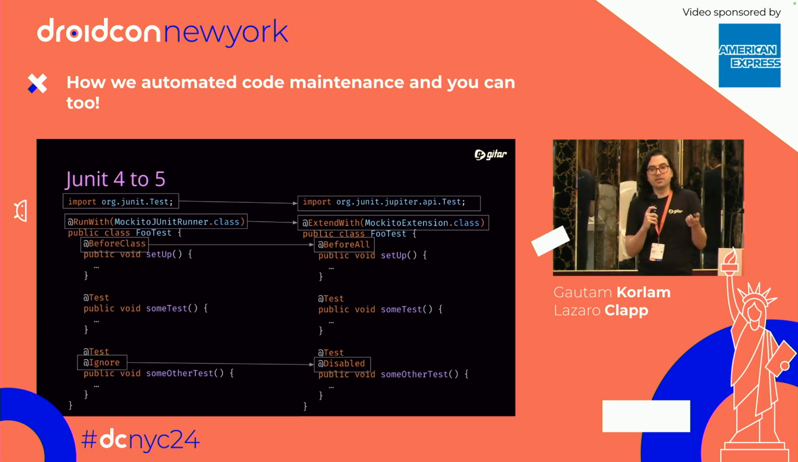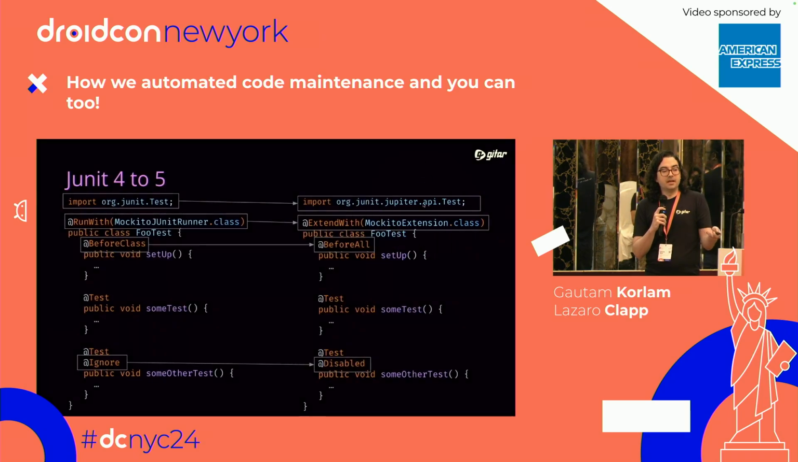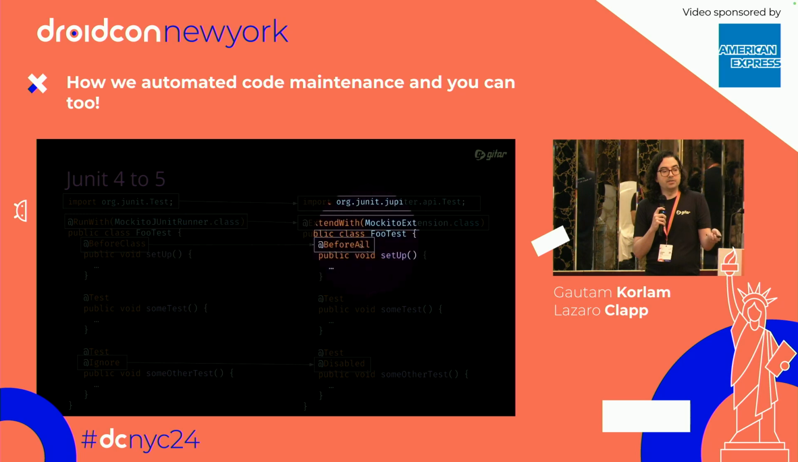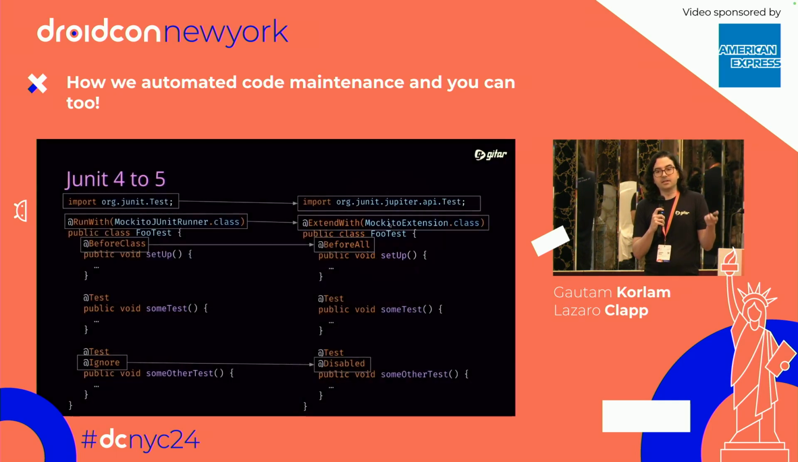Let's look at a JUnit 4 to JUnit 5 migration. If you just glance at it, the path to the test annotation changed, and you have to rewrite @BeforeClass to @BeforeAll, @RunWith becomes @ExtendWith, and the class with is different. But all of this, you could do with sed, right? It's find and replace. Just change one annotation name to another.